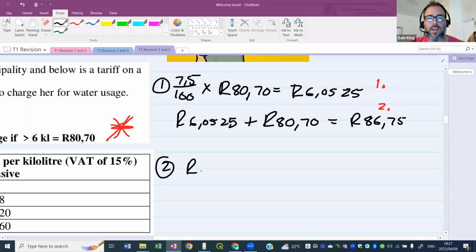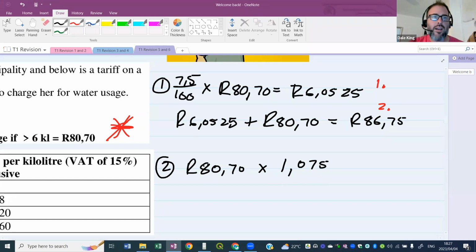So you take your 80 rand 70 cents, and you multiply by 1.075. Okay, now where does this 1.075 come from? This is saying that we want to take our 80 and increase it and add on interest. And then the 0.075 part here, that is the interest.